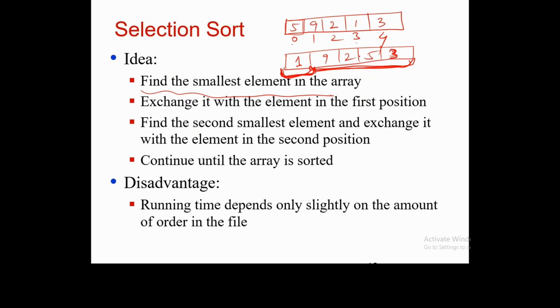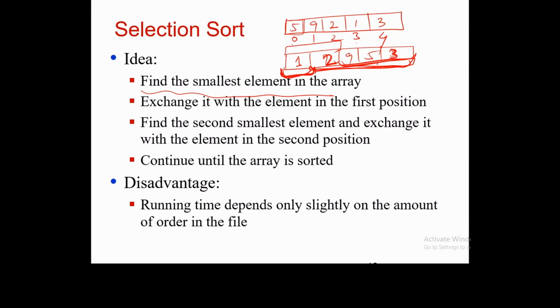So from this list again we need to find the smallest element, and this one is the smallest. So this will be exchanged with this. So 2 will come here and 9 will come here. Now this part of the list is sorted and this part is unsorted, and we'll repeat the process till the list is in sorted order.